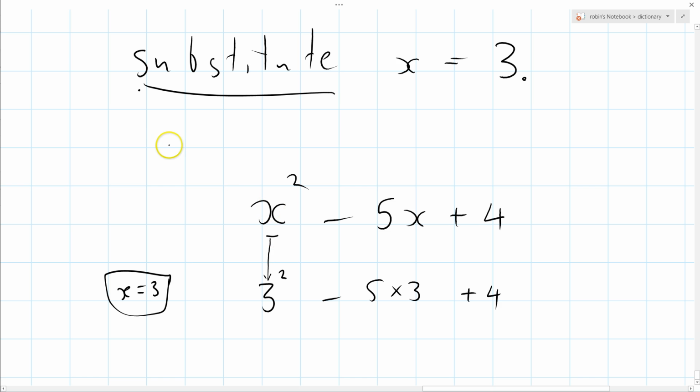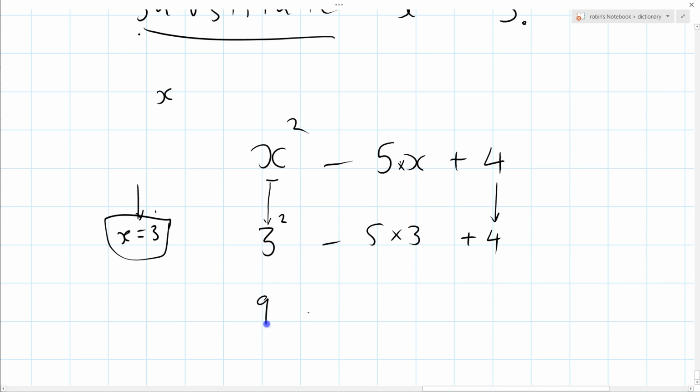X is just that symbol there. What that means is I don't know what that number is, and now I've told you x equals 3. So we just whack it in there and we just go through the process. So it's 3 squared minus 5 times 3, because we've got 5x, that's 5 times x, it's kind of a silent multiplication, plus 4. Well, 4 doesn't do anything, that's just a number.